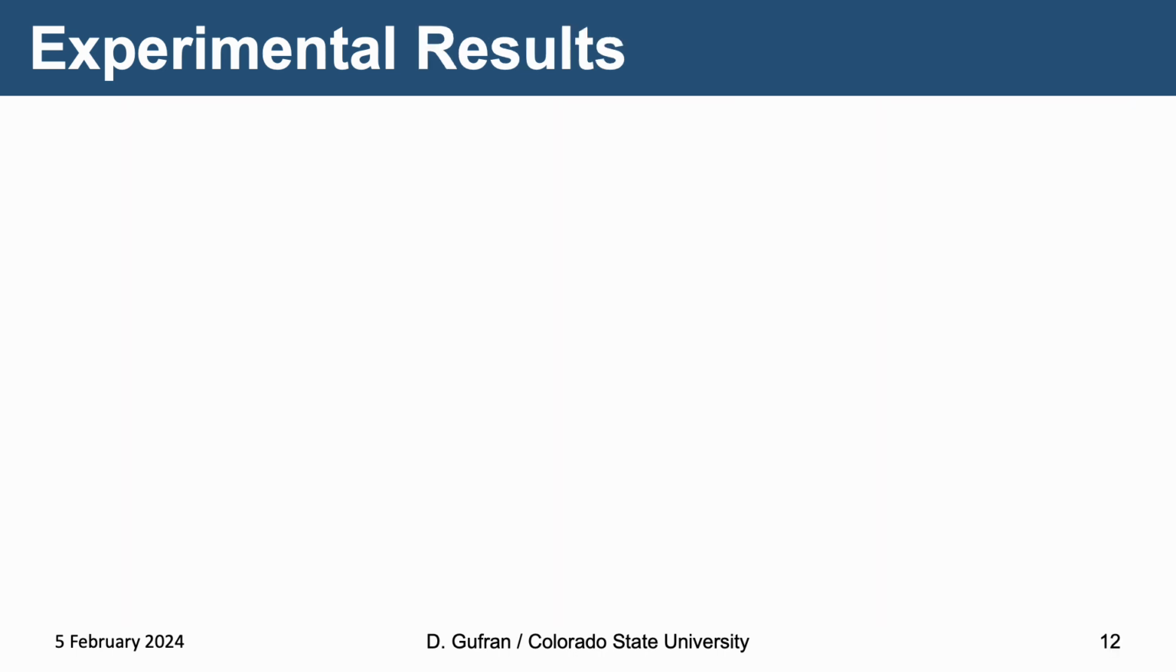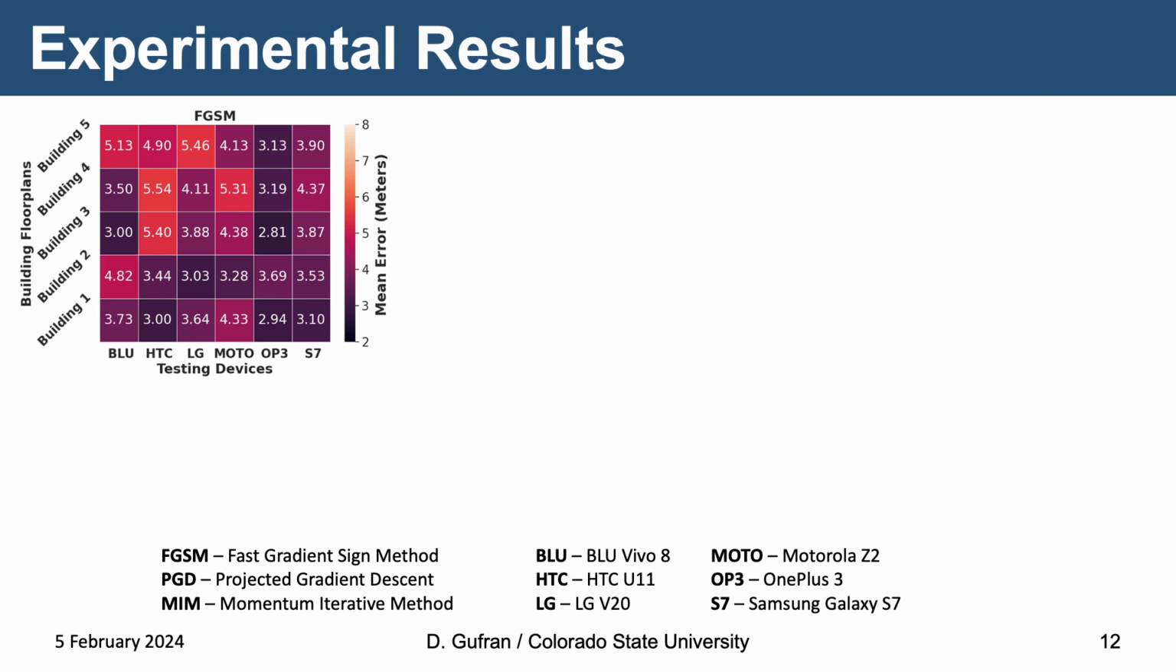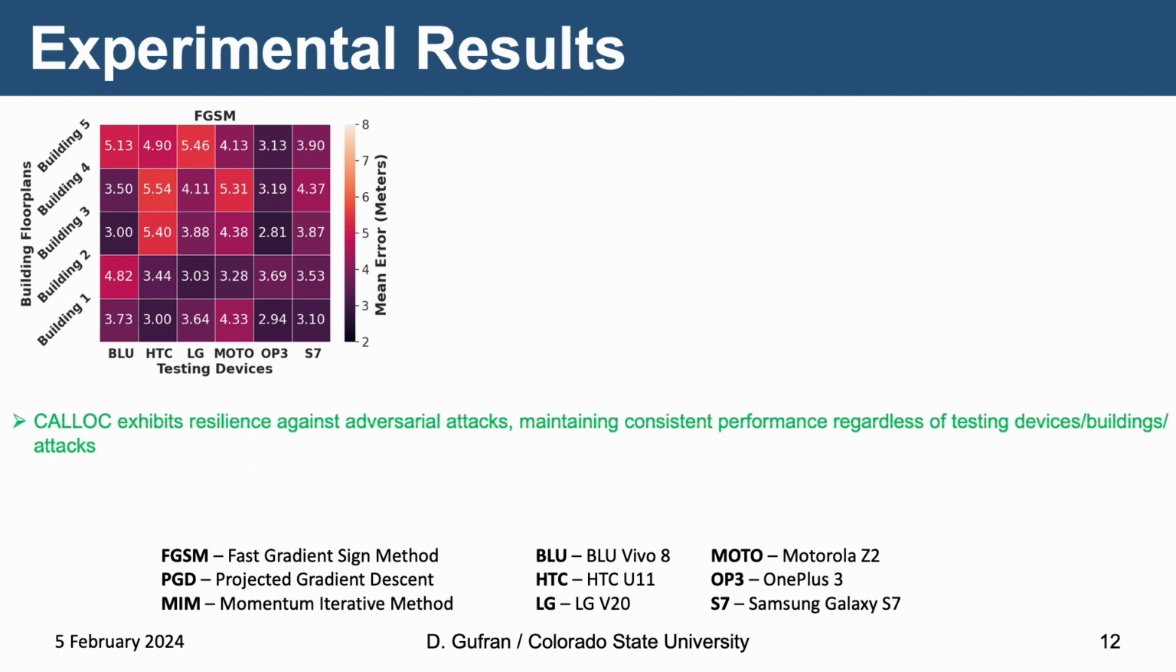In this section, we present the experimental results of the CALLOC framework. The heat map illustrates CALLOC's response in the presence of FGSM attacks. The x-axis represents the testing smartphones, while the y-axis corresponds to the building floor plan. Each cell in the heat map displays the mean localization errors in meters across various RPs. Notably, CALLOC demonstrates resilience against adversarial attacks, maintaining consistent performance irrespective of the testing device or buildings.